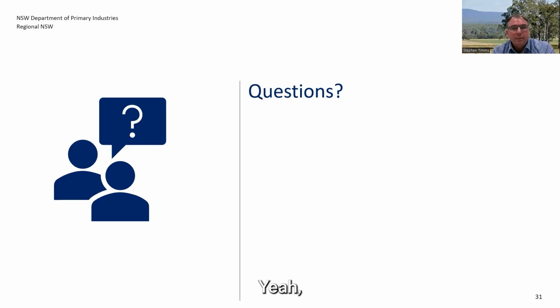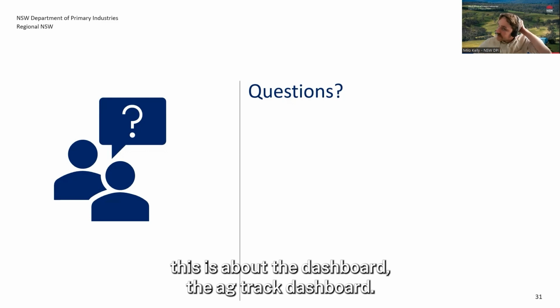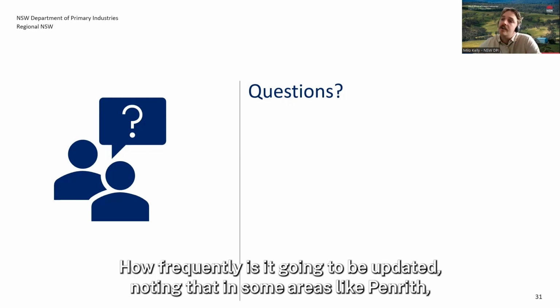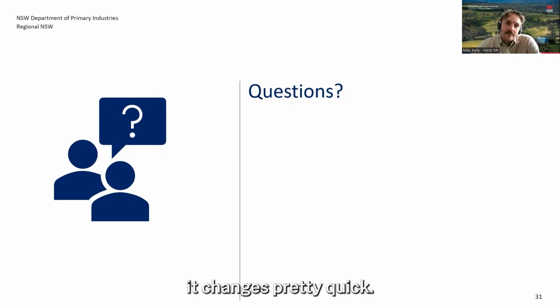Yeah. Great. One for Helen, I would say. This is about the AgTrack dashboard. How frequently is it going to be updated? Noting that in some areas like Penrith, there's a lot of pressure on rural land, so it changes pretty quickly.